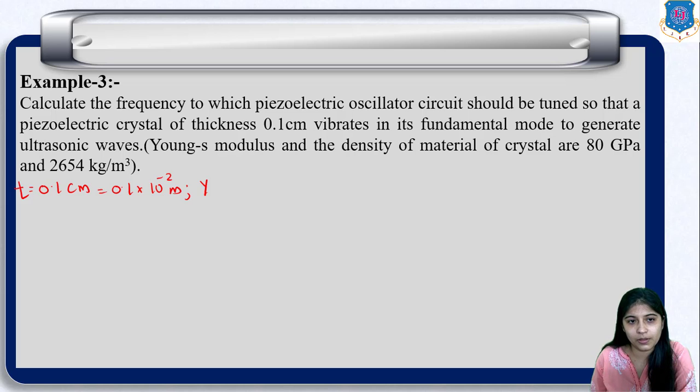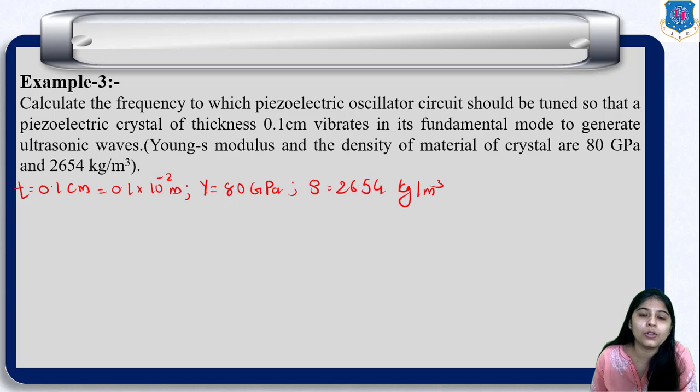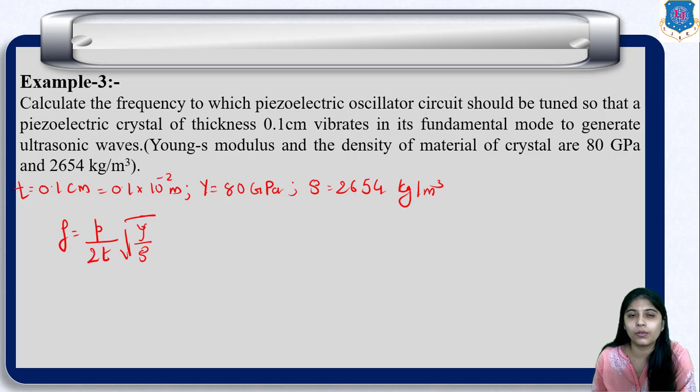Young's modulus is 80 gigapascal and density is 2654 kg per meter cube. Okay. So in case of piezoelectric effect, frequency is written as P upon 2T root Y by rho. Right? So what is P? P means number of modes.